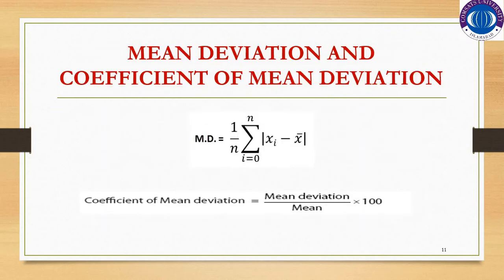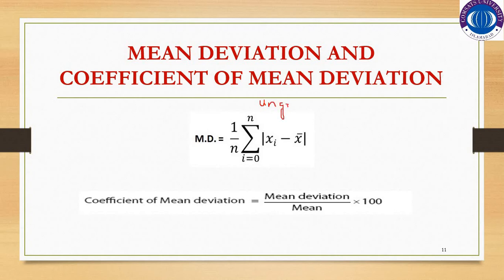Mean deviation and coefficient of mean deviation. So M.D. is representing the mean deviation, and the formula to calculate the mean deviation is, this is basically the absolute. Absolute means whenever you use this, you will neglect the negative sign, xi minus x bar. If the negative sign is coming, you will ignore the negative sign and include that number as a positive number. So this is the way to find out the mean deviation for ungrouped data.